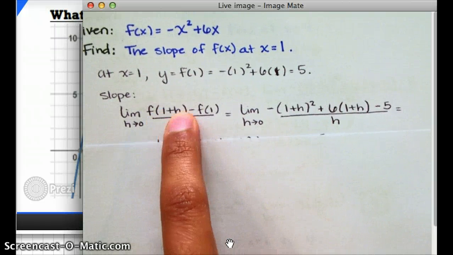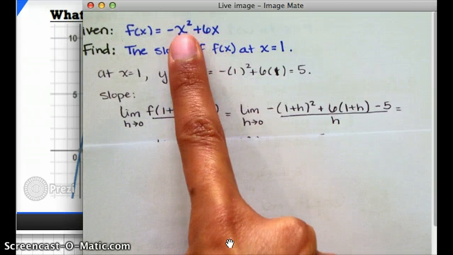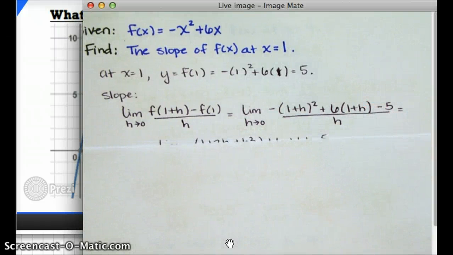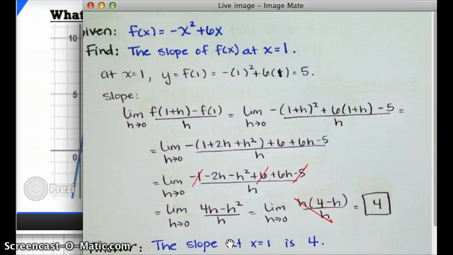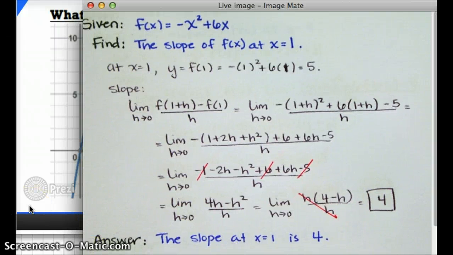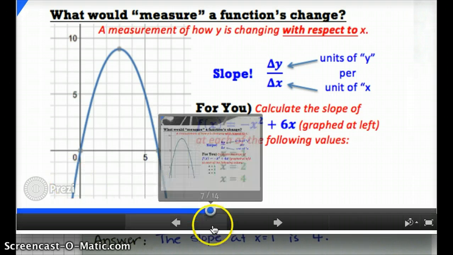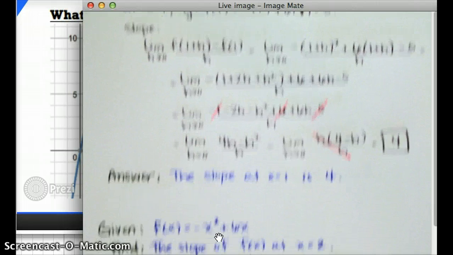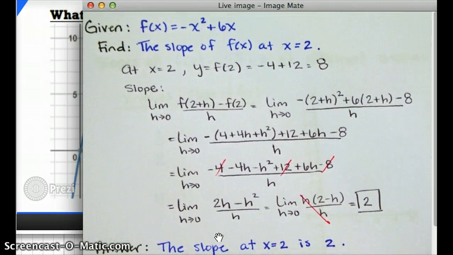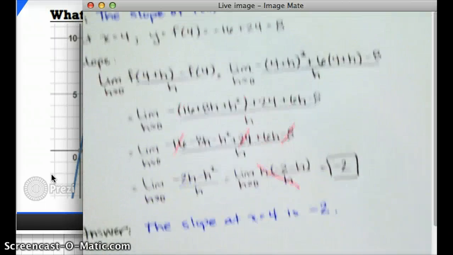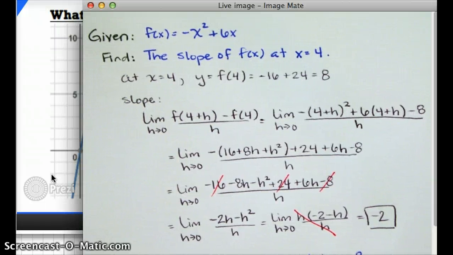I plug in 1 plus h where x is in the original function. Make sure that you plug it into both x's, and don't forget to subtract f of 1 at the end. And then the rest is really just simplifying, and it should look pretty familiar by now. Hopefully this jogged your memory, so go ahead and calculate the slope at 2 and 4 if you haven't already. Beautiful. Here's the work if you just want to check yourself. As you should have seen in Edpuzzle, at x equals 2, the slope is also a positive 2. And at x equals 4, the slope is a negative 2.